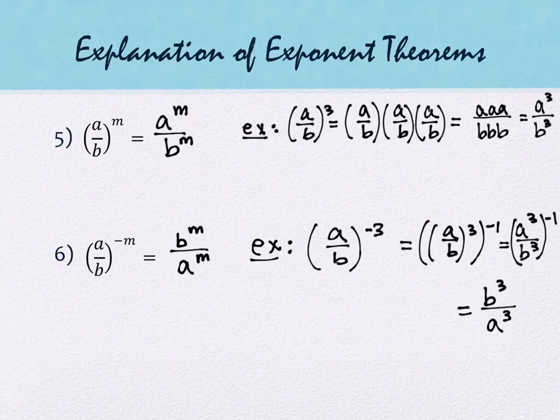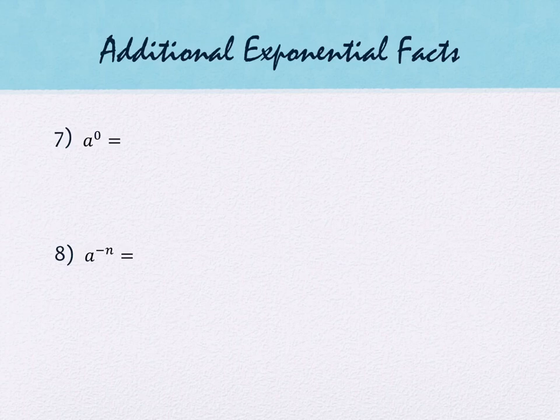There's 2 additional exponential facts. A to the 0, do you remember what that one is? That's 1. And number 8 is quite similar to number 6. It's just a single value a to the negative n. And what this does is it makes it the reciprocal, 1 over a to the n. It looks like that.